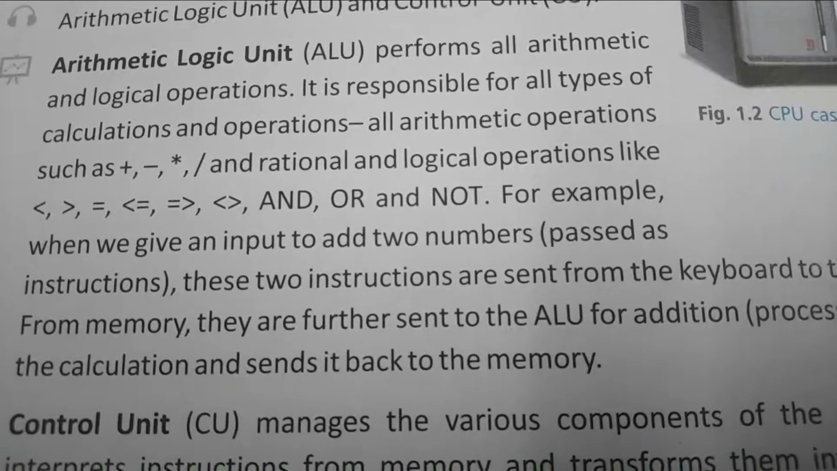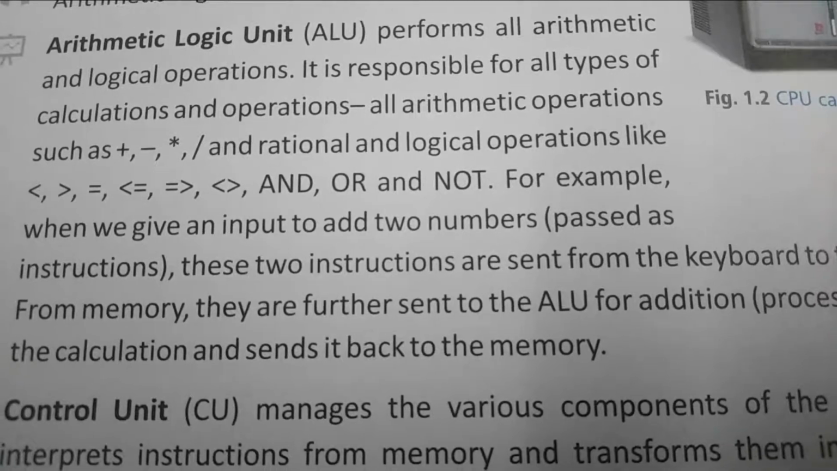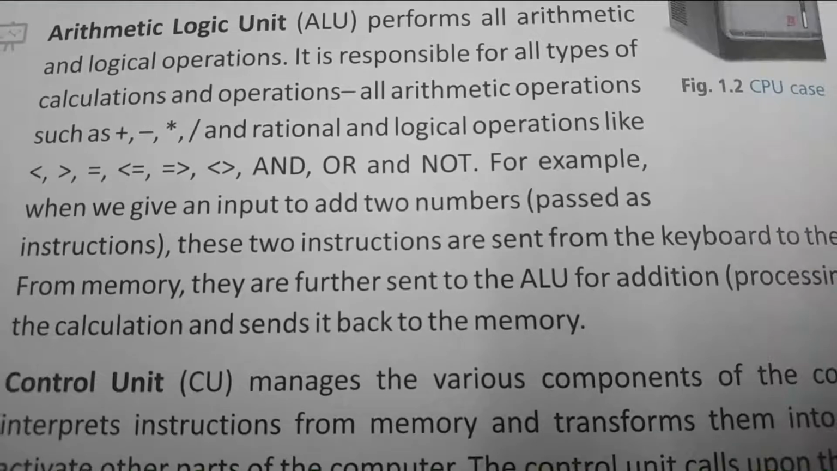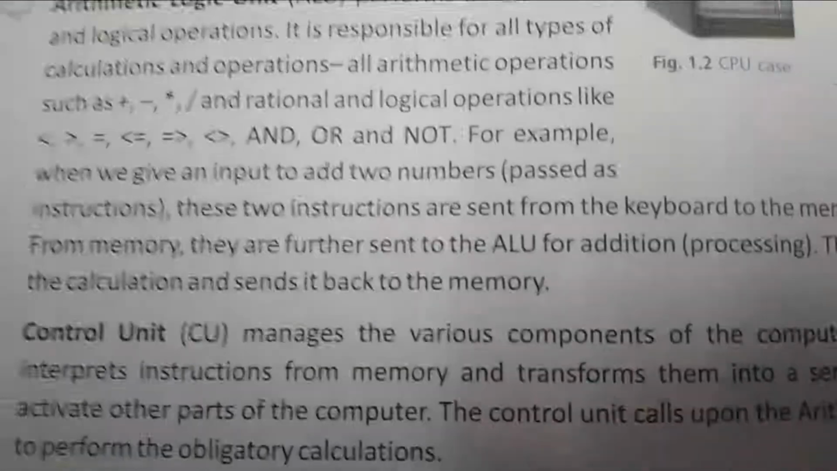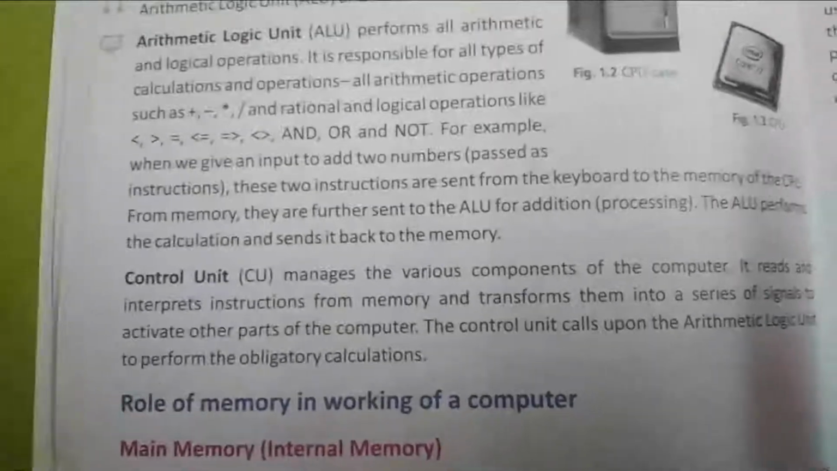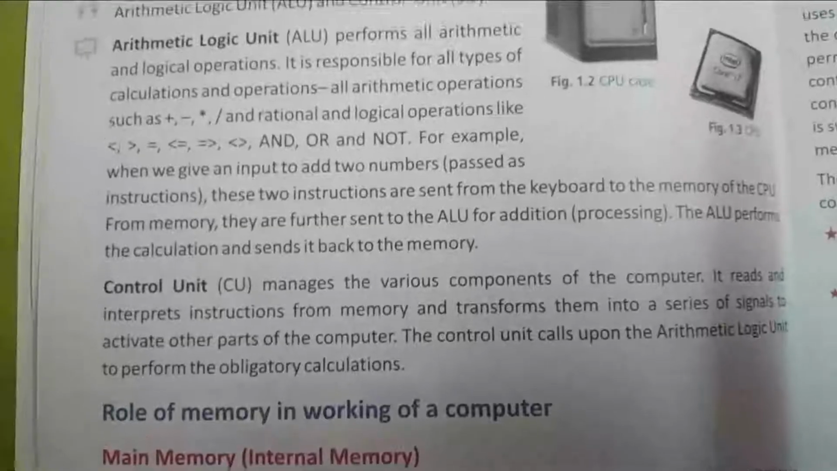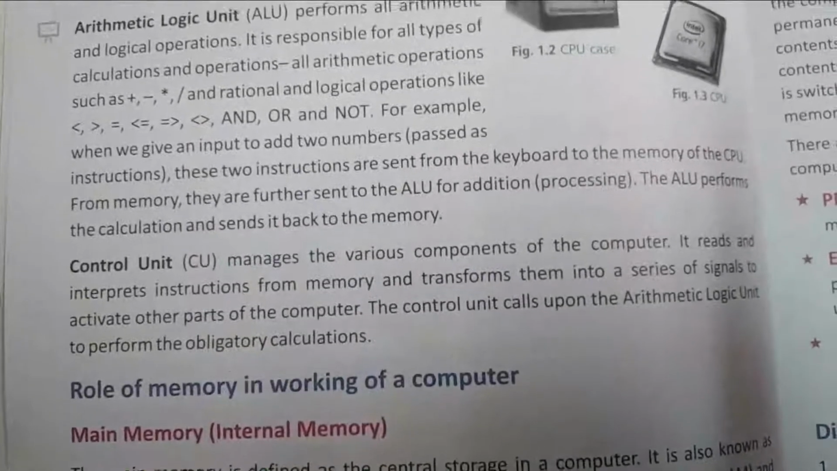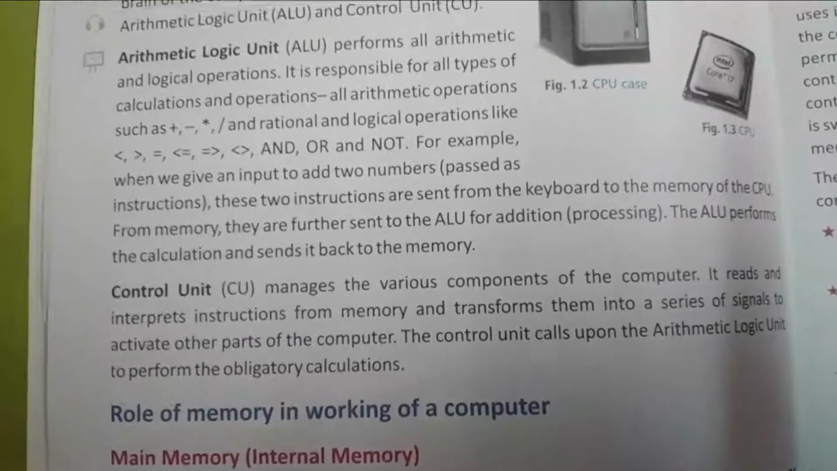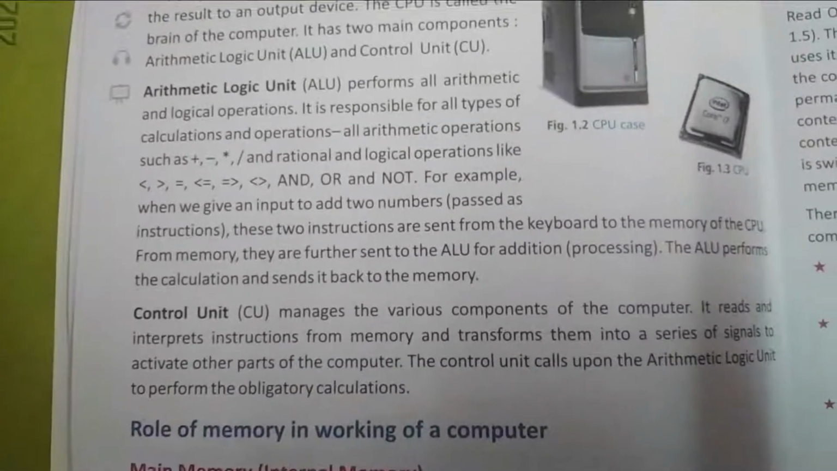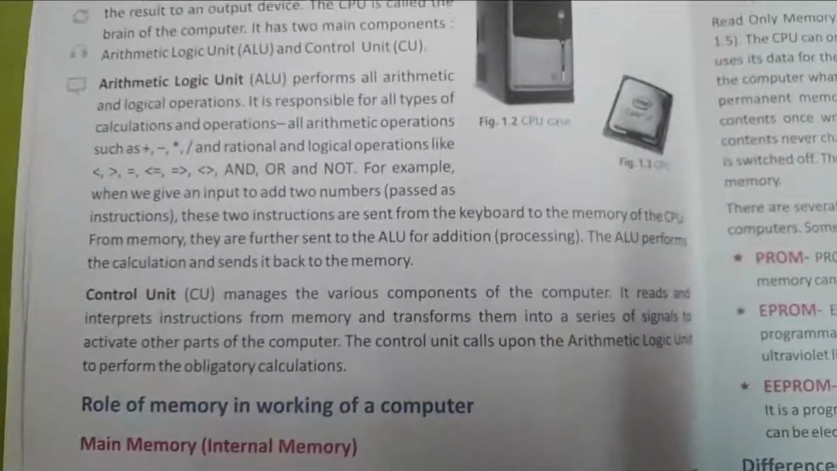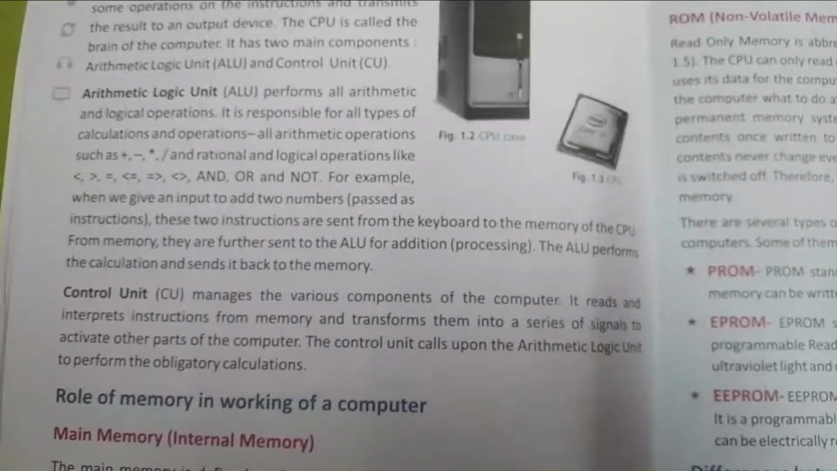For example, when we give an input to add two numbers, these two instructions are sent from the keyboard to the memory of the CPU. From memory, they are further sent to the ALU for addition. Then the ALU performs the calculation and sends it back to the memory. So now, the arithmetic logic unit: all the arithmetic and logic work happens in this unit.